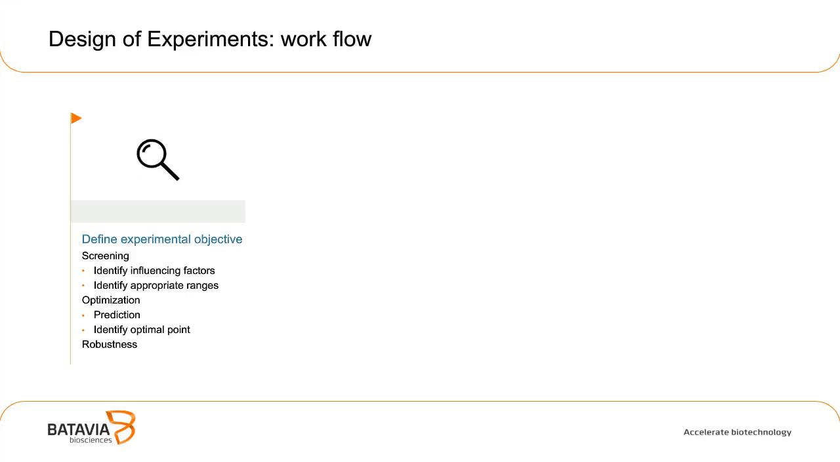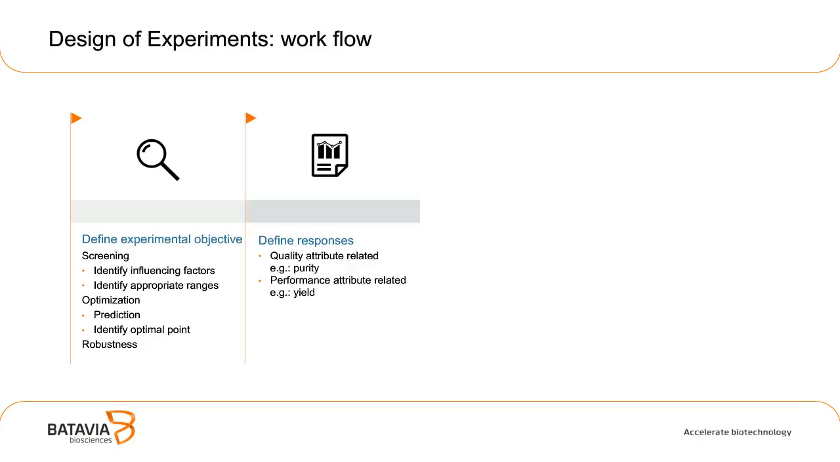If you're a little bit further in process development and you know the factors that do have influence on your attributes, then you want to do maybe some more experiments where you can find the relation between the parameters and these attributes, your responses, so you can get a model that you can use for prediction and for finding an optimal point. And once you have your process developed, you want to show robustness. All those experimental objectives require a different approach in your design.